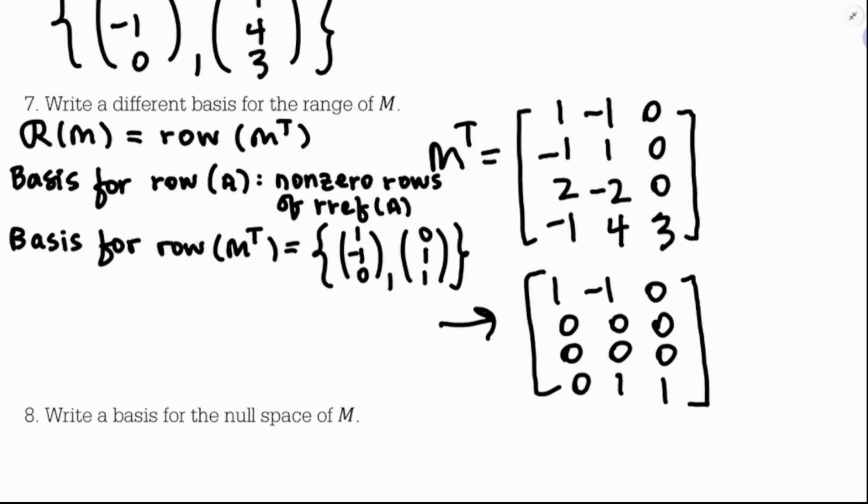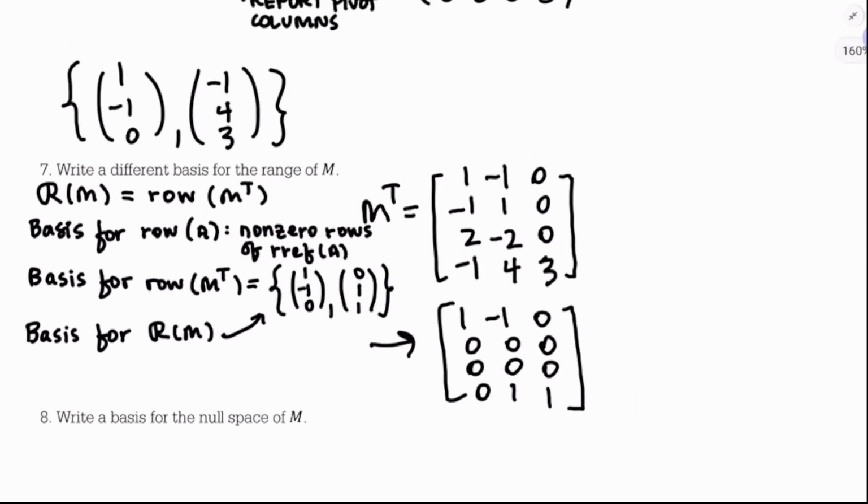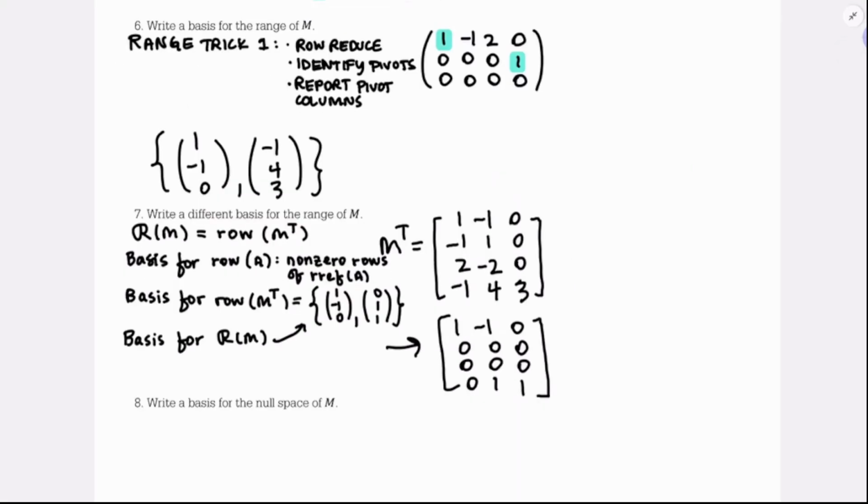And the row space of M transpose is the column space of M. So I could just say that the basis for the range of M is going to be that thing right there, because the range of M is the row space of M transpose. Okay, and that's a different one than I had exhibited up above. All right, next it wants me to write a basis for the null space of this matrix.